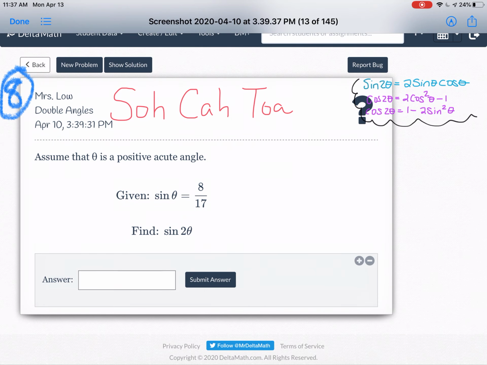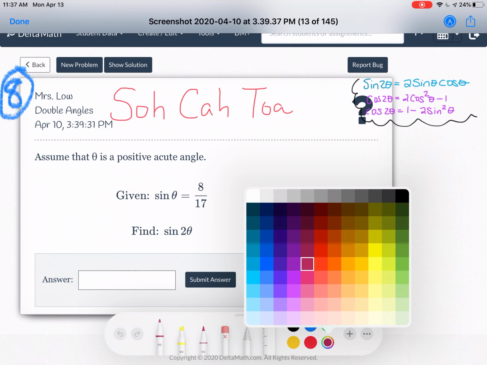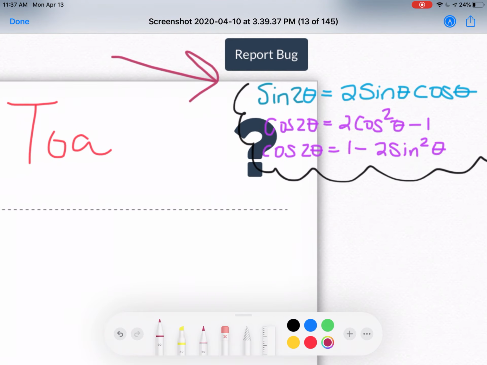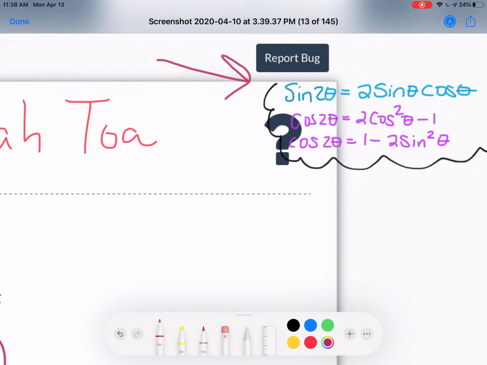Okay, so we did this recently before we left. So it says assume that theta is a positive acute angle. I'm giving you the sine, and I want you to find sine of 2 theta. So these are all formulas right up here that I would give you. Remember that big formula sheet? So you can write them all down. When you do delta, I don't know which ones you'll need to use. So the one I chose had sine 2 theta, but you could get a cos 2 theta. And you choose the formula to use based on what they want and what they give you.